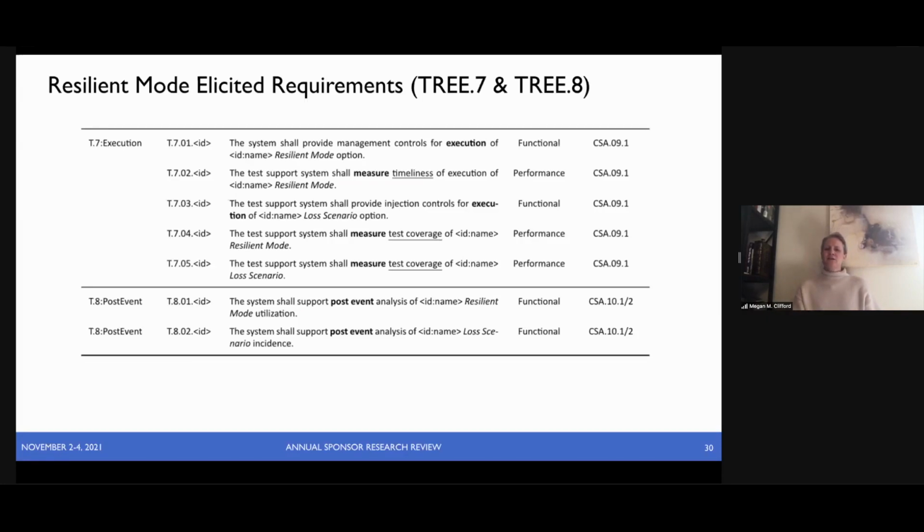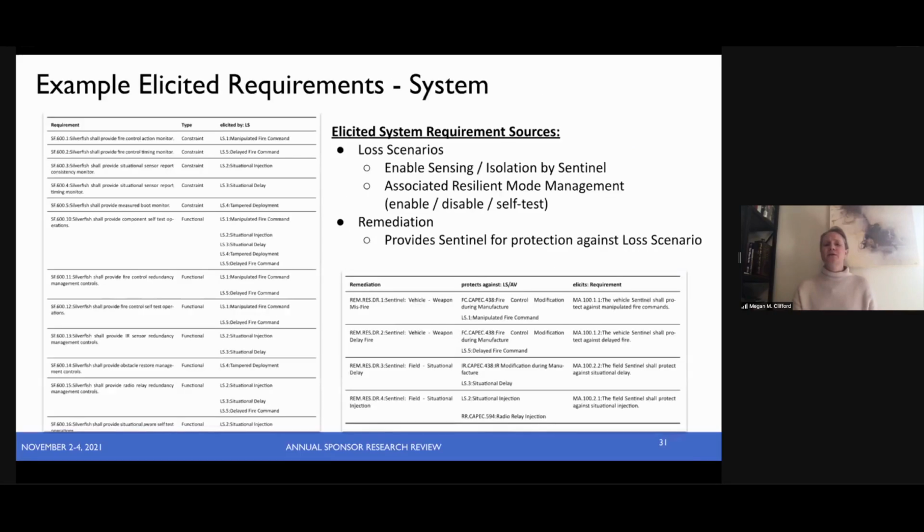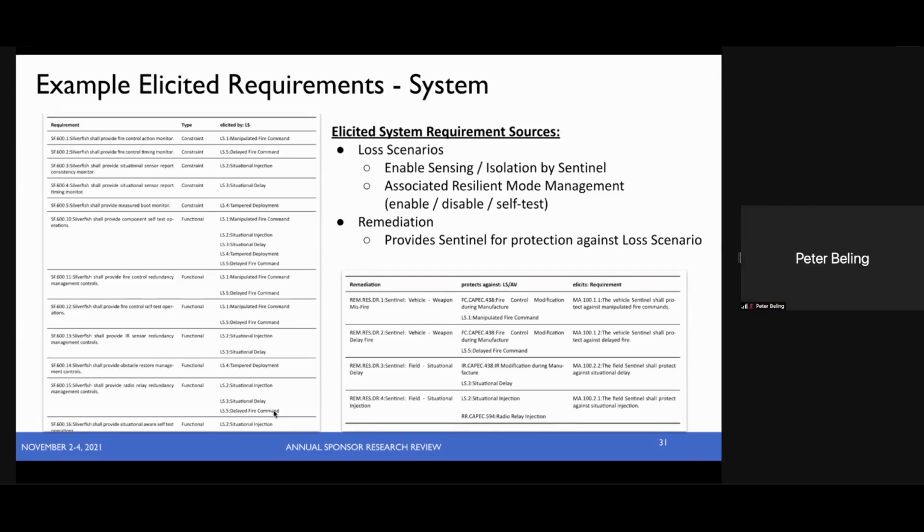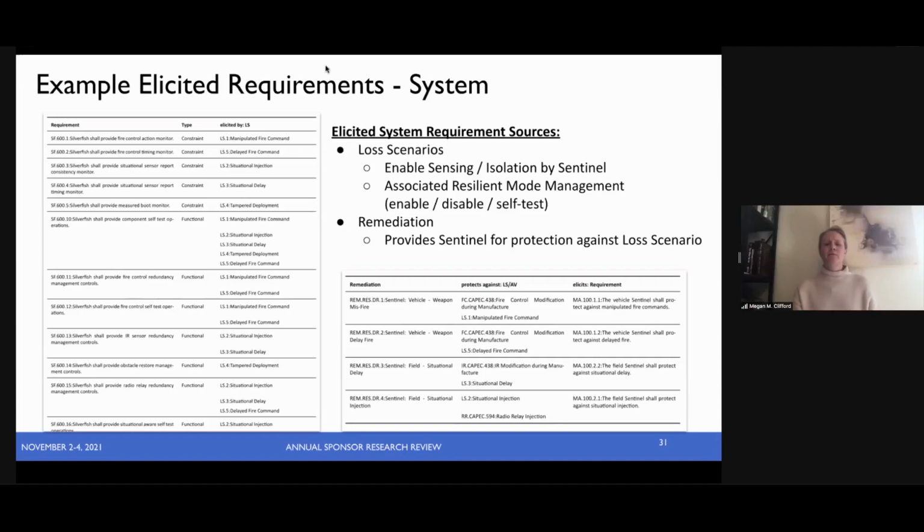And so the next slide are example elicited requirements for the system as a whole. The elicit system requirement sources. We're looking at our loss scenarios, which is the enable sensing and the isolation by Sentinel, and the associated resilient mode management, the enable, the disable, and the self-test. And then 2, looking at that remediation. So below is the remediation, and to the left, we look at the elicited system requirement by the loss scenarios and what it's elicited by. But the remediation just provides the Sentinel for protection against the loss scenario.